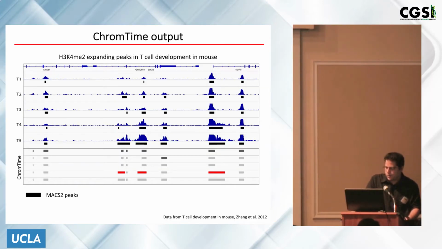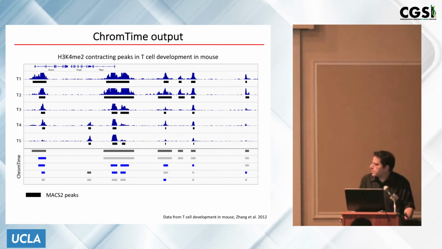So this is an example of a location based on a T-cell development process in mouse, showing, in this case, the peaks being called independently by the MACS software. We don't use those directly. We work off of the raw signal. And then what you're seeing here is the output of this ChromTime method, where it's showing you the boundaries it infers, and then colors in red places that it associates with expansions between time points. And then you can see a similar thing for a location which has a lot of contractions going on.